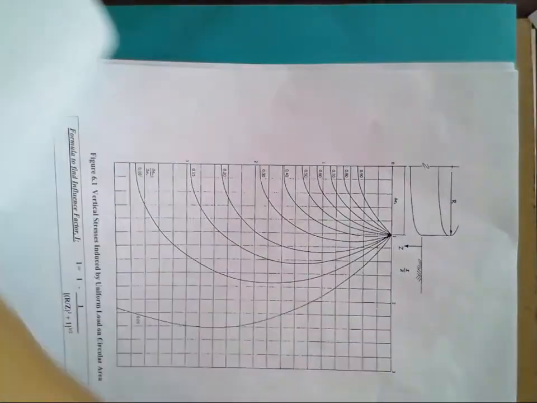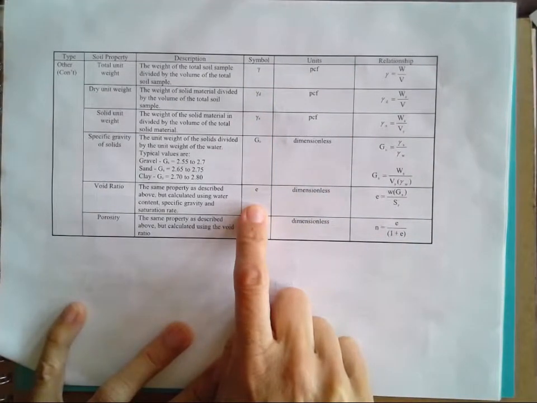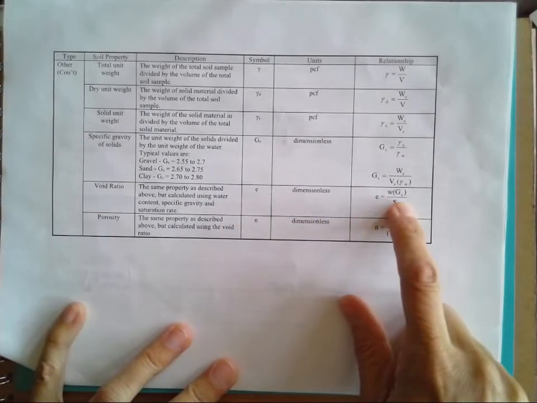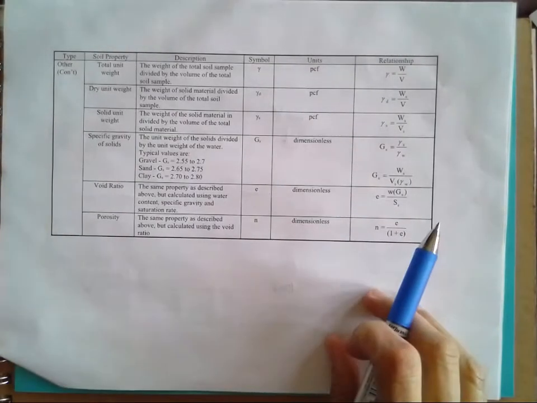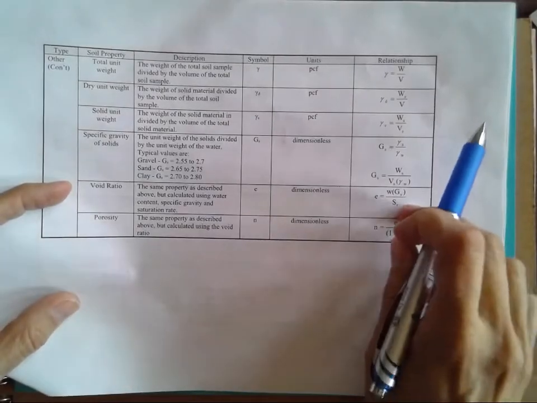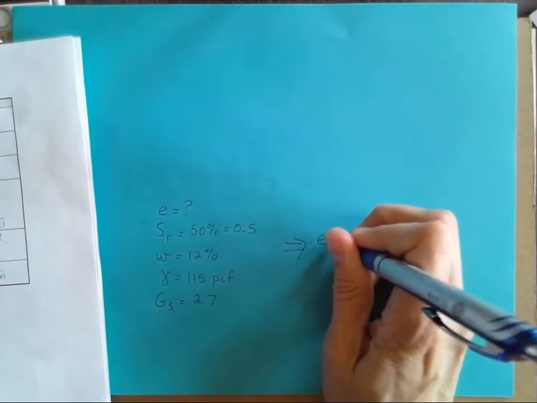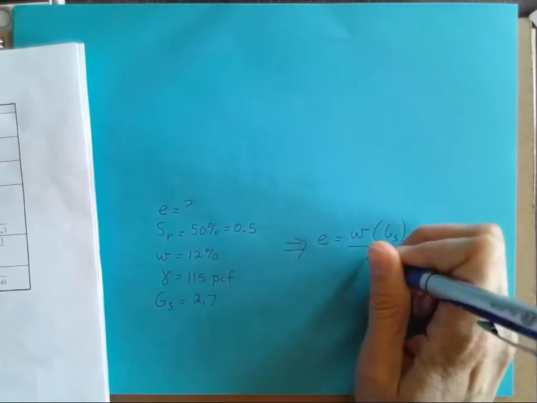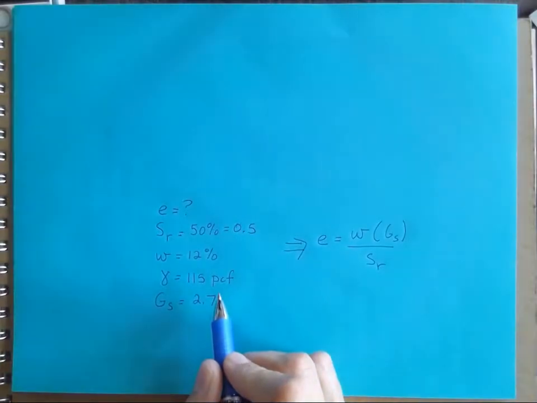Let's see if there's something else I can use here on the next page that will give me some information. Here's another definition of void ratio. Here it's the water content multiplied by the specific gravity divided by the saturation ratio. Well, those look like things that I know. So I'm going to copy this formula onto my paper here. E is equal to the water content times the specific gravity, all divided by the saturation ratio. So it looks like I may even have some extra information I don't need.